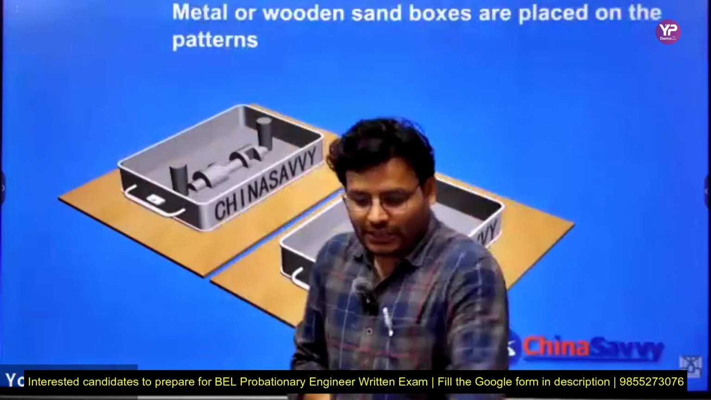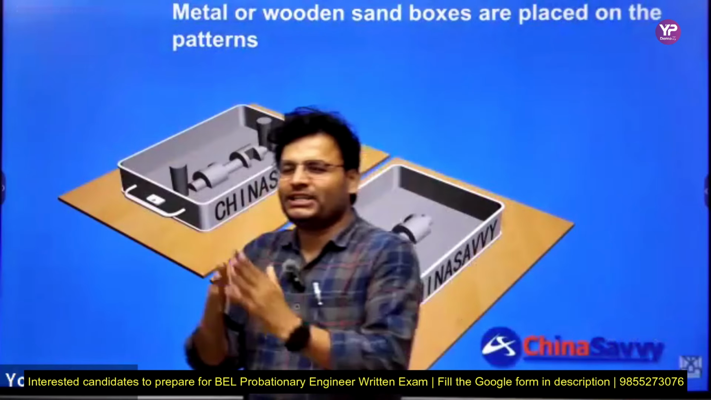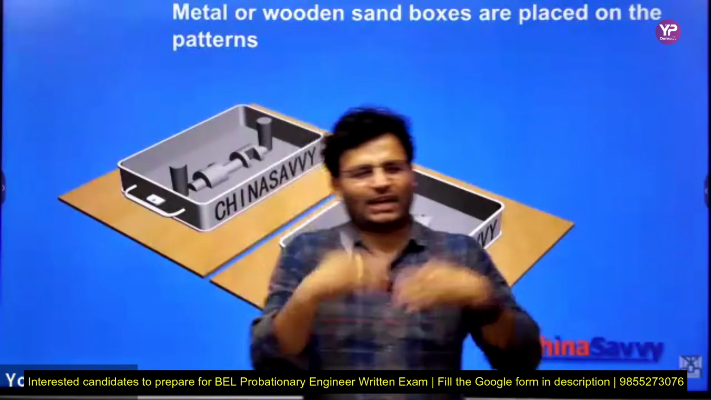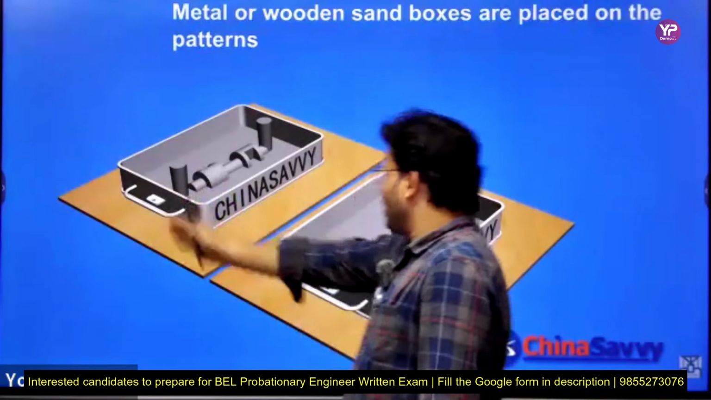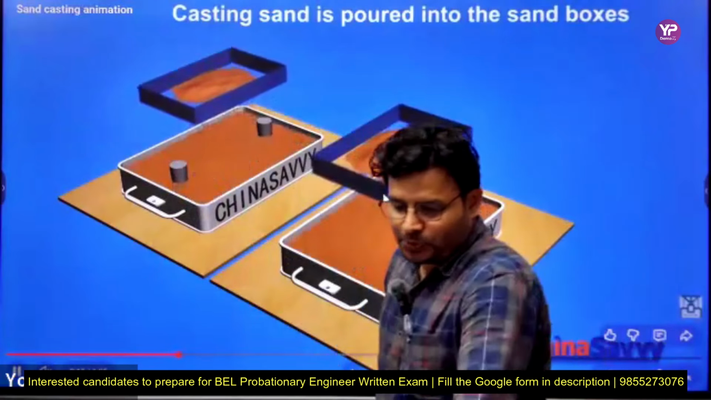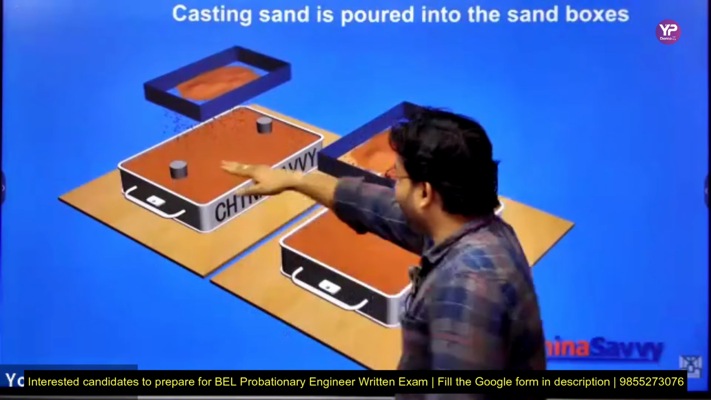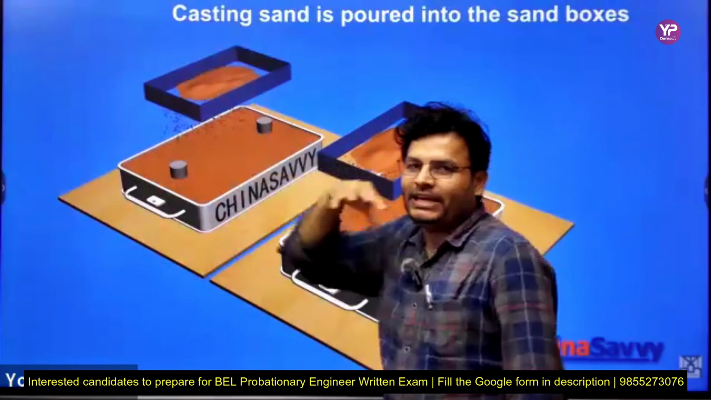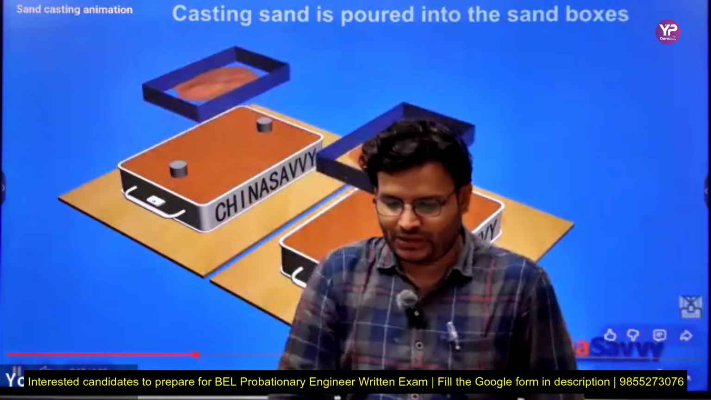Now generally, you are going to make the pattern in two parts, especially if it is a bigger casting, then you have to separate it into two parts. One half is that one, another half is that one. One is called cope. Now you are going to pour sand. It is called sand casting because the pattern is inside, and above that you are going to fill the sand. This sand has some different properties, we'll see.